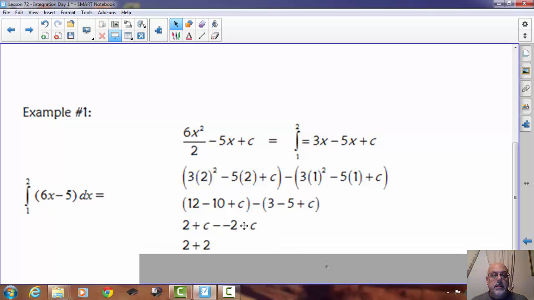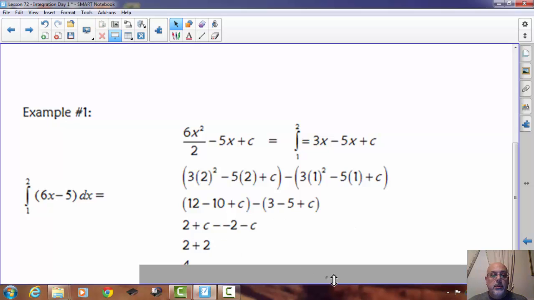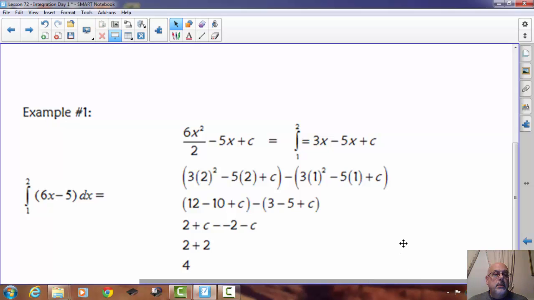That should be a plus c, but then when we distribute the negative, it becomes negative c. So the c's cancel out. The c's will always cancel out. And you'll see that as we do more problems, the c's always cancel out, and we have left 2 plus 2. So we've evaluated this definite integral for an upper limit of 2 and a lower limit of 1, and the evaluation of that integral is 4.